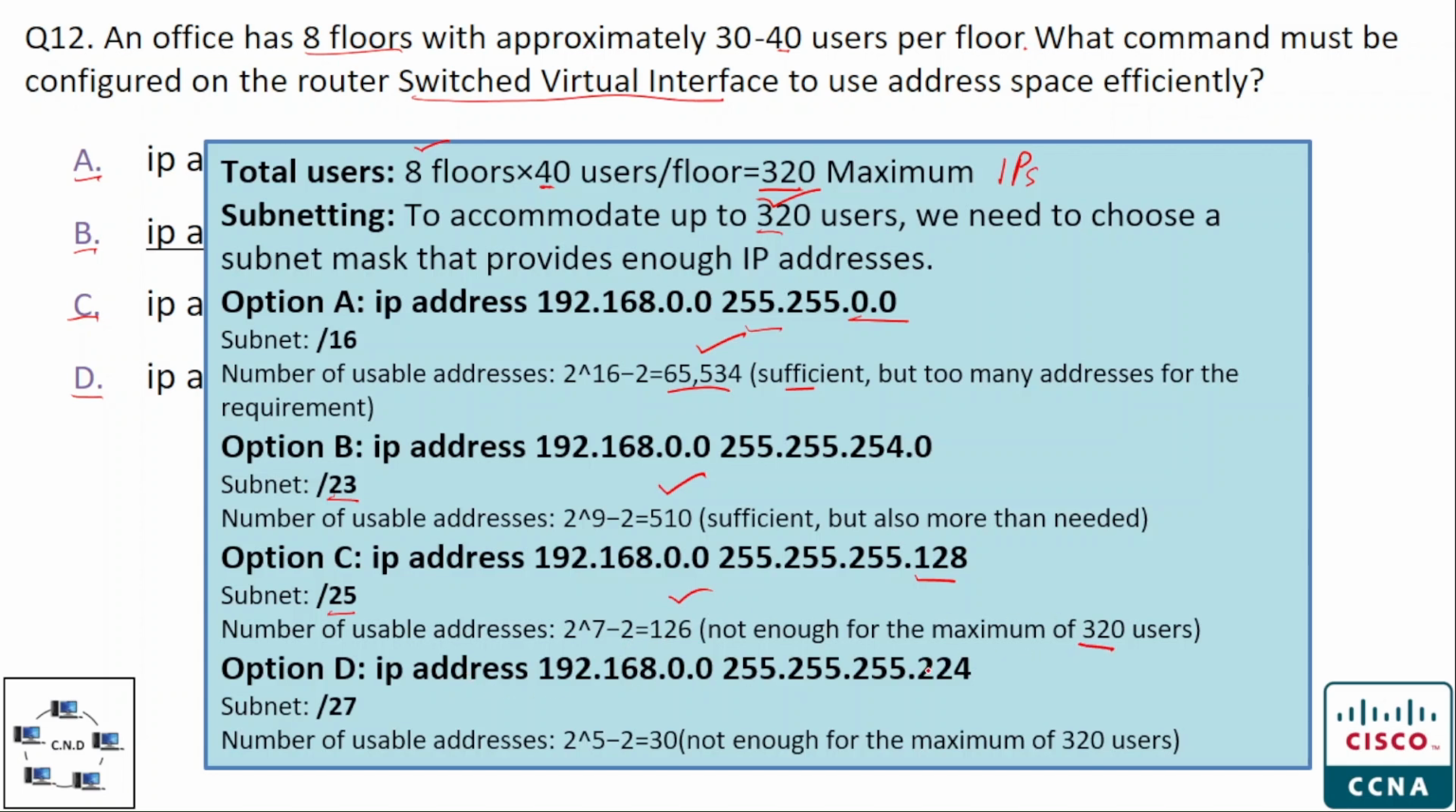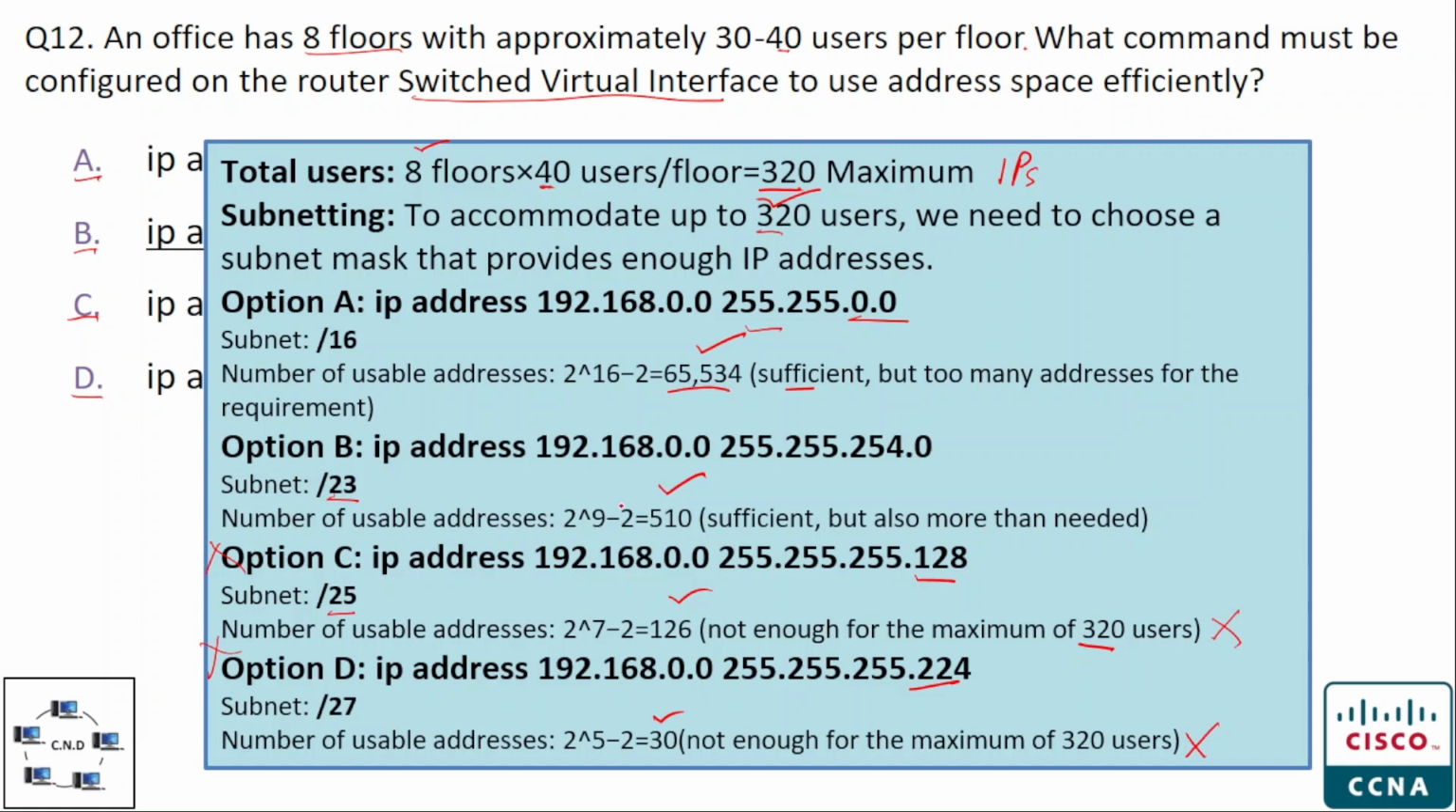And in option D, again we have the subnet of /27 corresponding to 2^4, and here we have the usable addresses 2 raised to the power 5 minus 2, only 30. So these two are not sufficient because they have fewer IP addresses compared to 320. So options C and D are crossed.